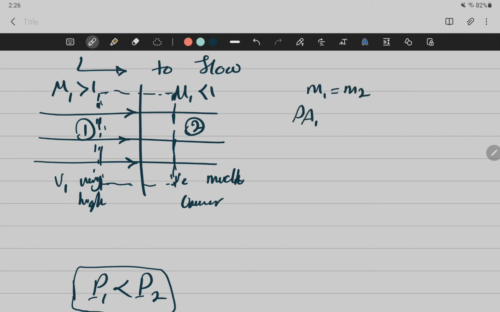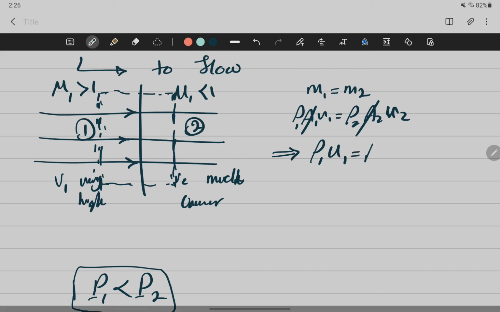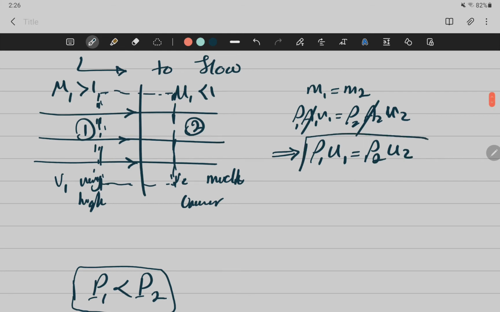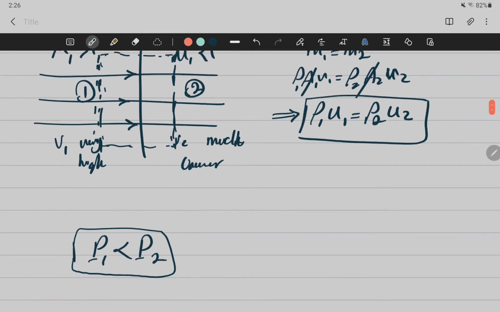Rho A1 V1 is equal to rho 2 A2 V2. In this specific case, area doesn't change, so rho 1 U1, because it's a one-dimensional velocity, is going to be equal to rho 2 U2. This is going to be your conservation of mass.